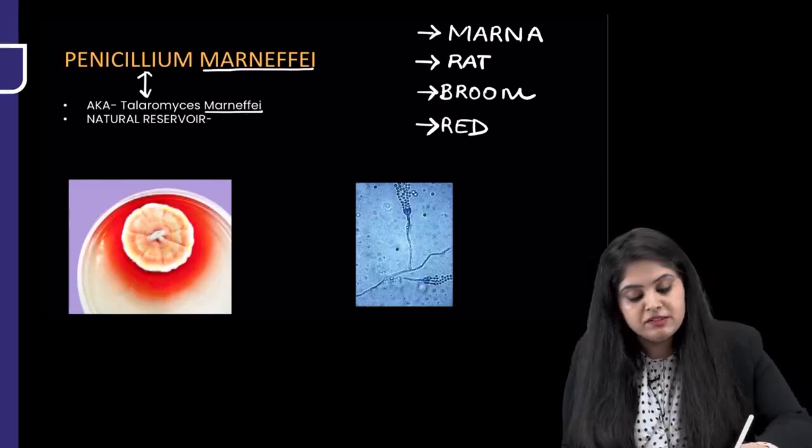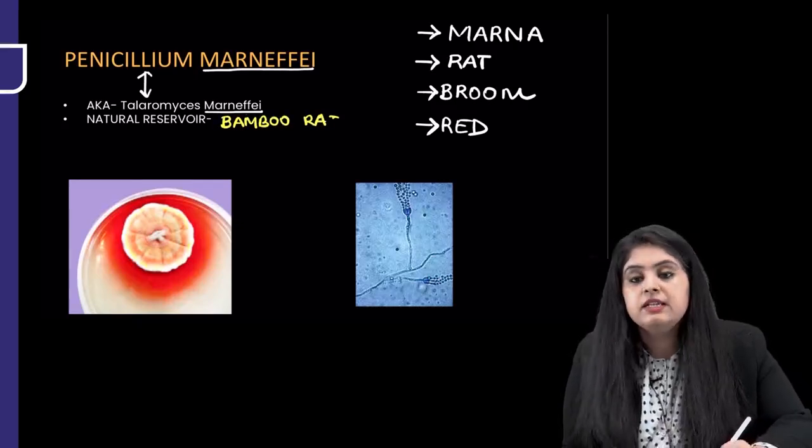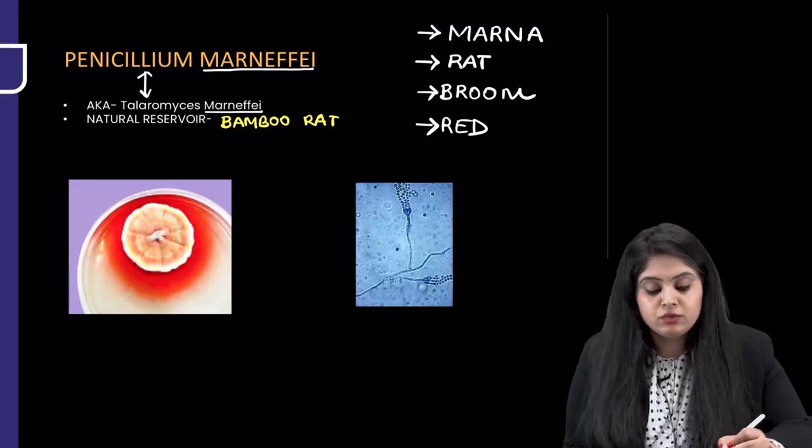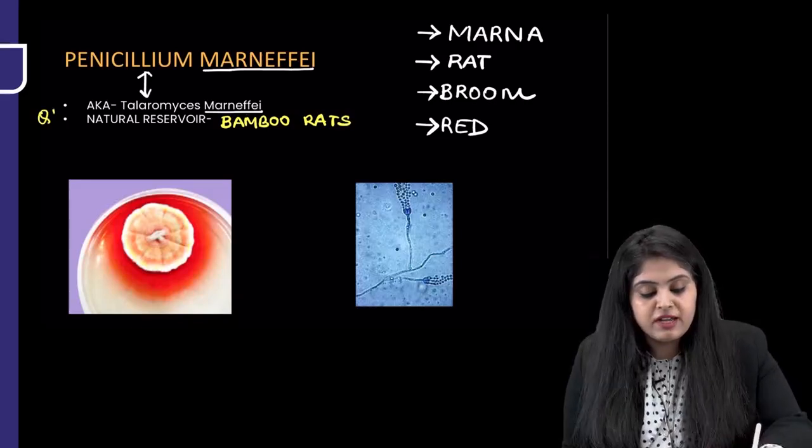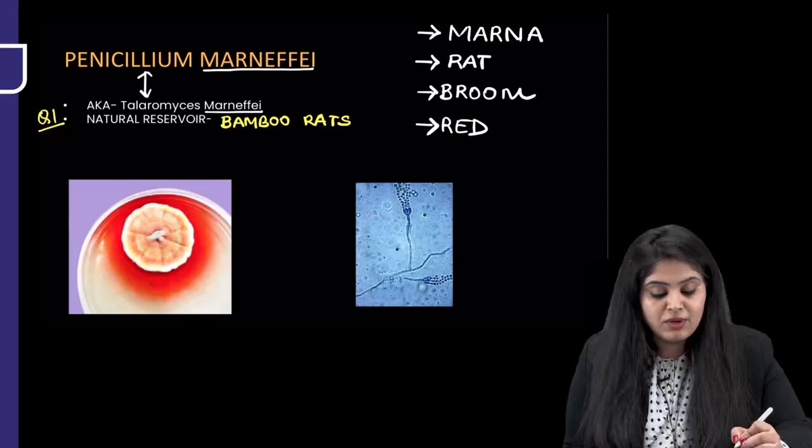If they ask you what is the natural reservoir, the natural reservoir is the bamboo rat. So first question is done. That is why I told you what is it about rats that you have in front of you.